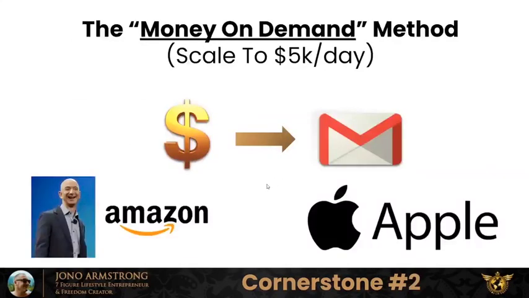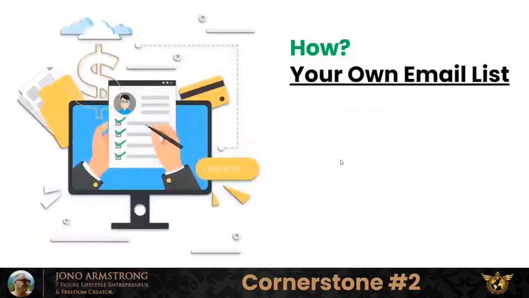Now, this method is not unique to me. In fact, it's something that's used every day by 9-figure brands, including Amazon and Apple. I mean, you probably receive emails every day from these companies with different offers and stuff, right? And we're going to be doing the exact same thing, just on a smaller scale. And this means that whenever you need money, you just send an email. It is that simple. So whenever you need money, all you need to do is just press the send button and you'll make $200, $300, $400, $500.